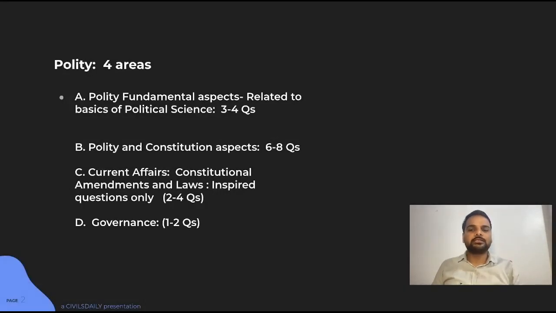So first, Polity. If you analyze the previous years' papers, there are four clear patterns. Polity fundamental aspects topics, there will be 3 to 4 questions. Then Polity and Constitution related, 6 to 8 questions. This is more or less from NCERT or Laxmikant, you can say. Then current affairs related questions, 2 to 4 questions. Then in recent years there are 1 to 2 questions from the governance sector.